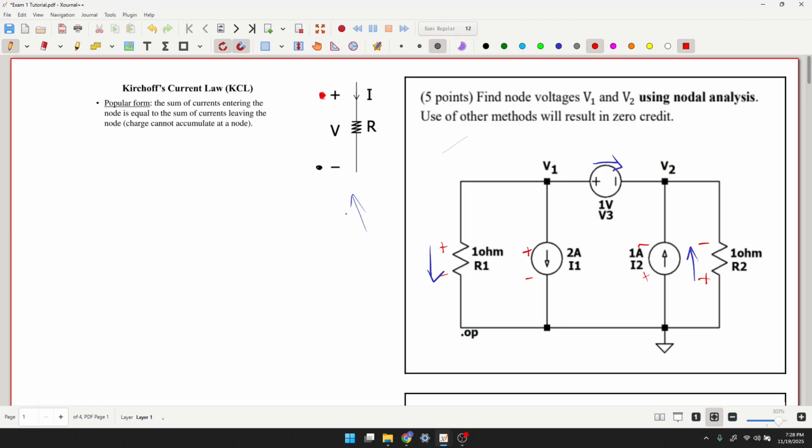In the event that you receive a negative reading for your current, it's not incorrect. It just indicates that you have flipped your leads. So don't panic if you get a negative current value. It just means that your sign convention is doing what it's supposed to.